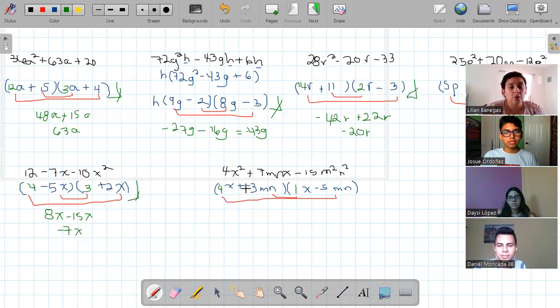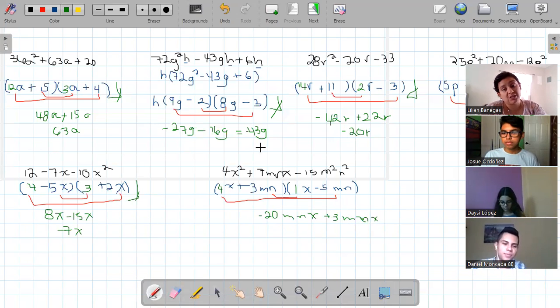Okay. 4 times negative 5, I'm just gonna multiply the numbers. Negative 20mnx. 3 times 1, that will be positive 3mnx. Negative 20 plus 3 is not 7, it's negative 17. What should I do then? Change the place of the 4 and the 1.